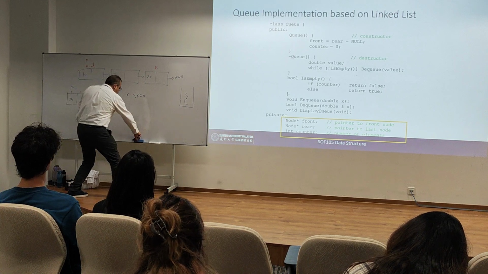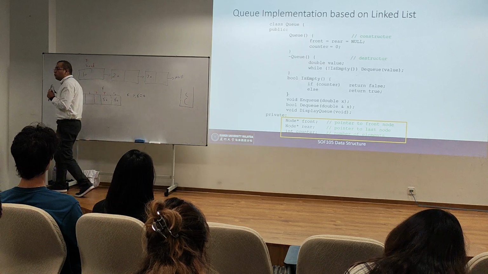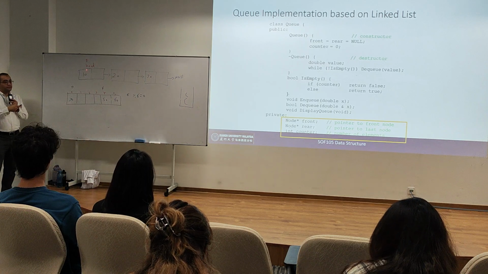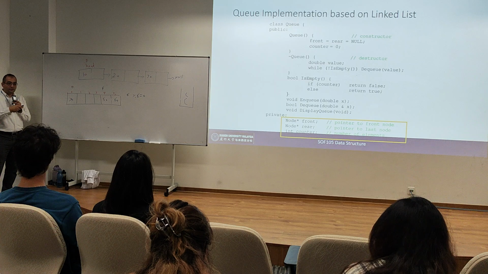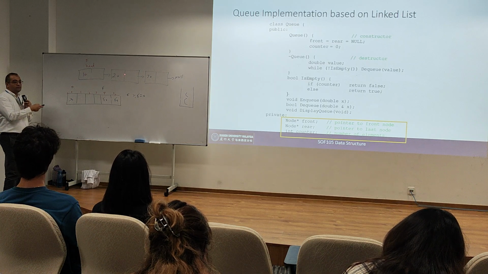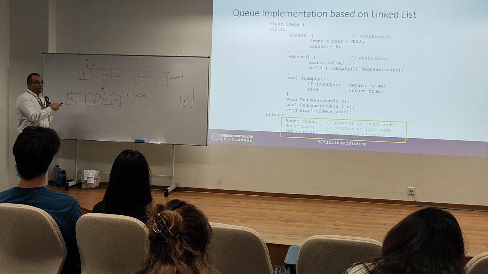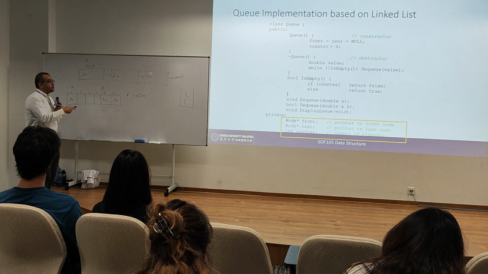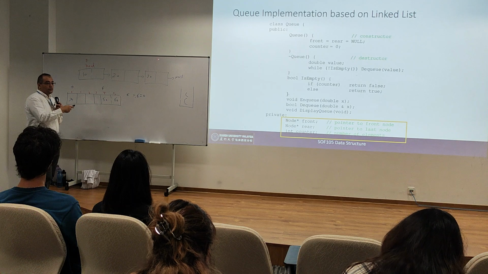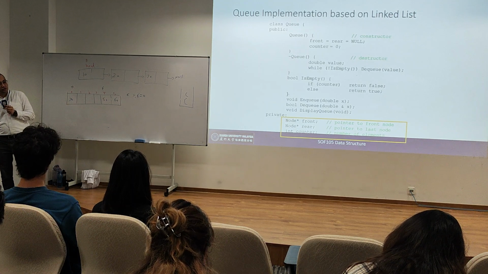Notice now, without this rear here, if I want to insert into the queue, I need to start from where? From the head, correct? I write current equal to head. Is current next equal to null? No, current equals current next. Is current next equal to null? Current equals current next. Current next equal to null? Yes, I insert there, correct? What is the complexity now of insertion?